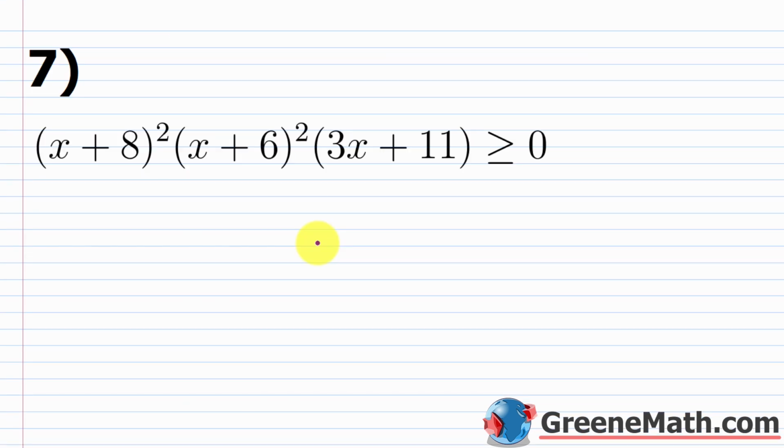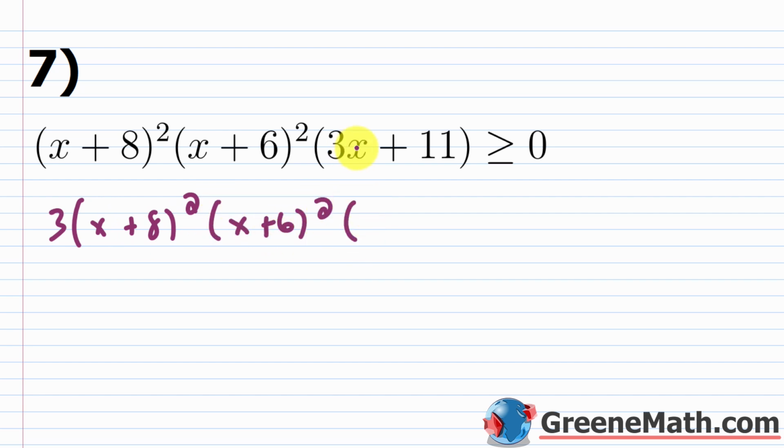All right, for problem 7, we have the quantity x plus 8 squared times the quantity x plus 6 squared times the quantity 3x plus 11 is greater than or equal to 0. Okay, so looking at this, let's just first pull out a 3 from this. So I'll put the 3 out in front. This is x plus 8 quantity squared, and then times x plus 6 quantity squared. I pulled out a 3 from here, so just divide everything inside by 3. So 3x divided by 3 is x, and then plus 11 divided by 3, that's just 11 thirds. So this would be greater than or equal to 0.